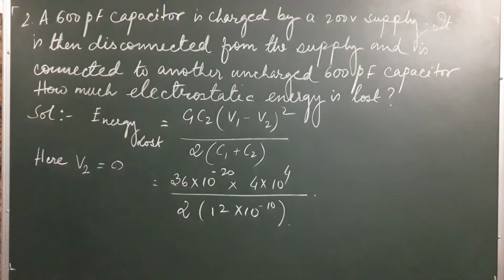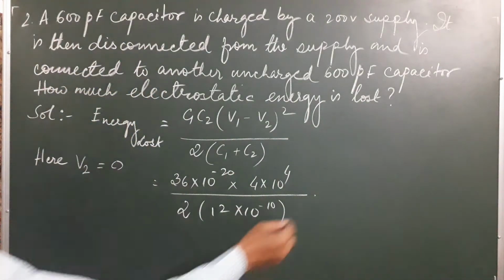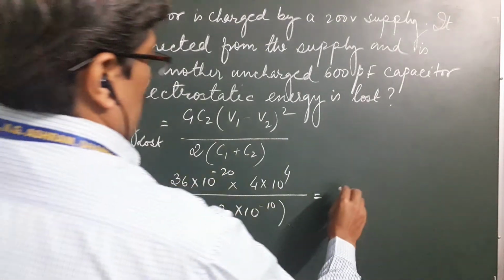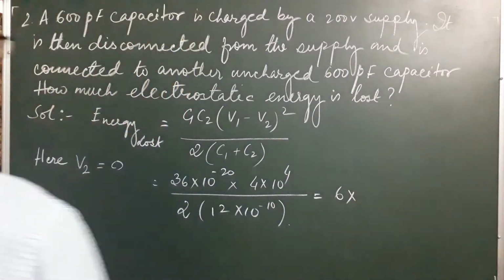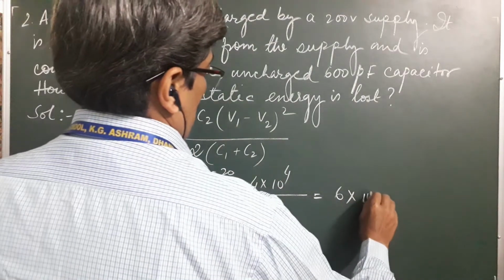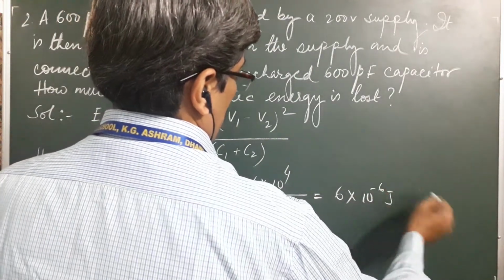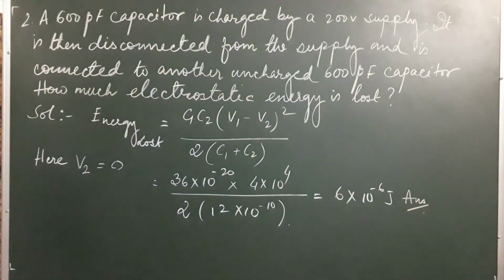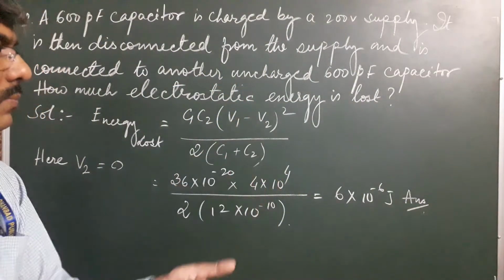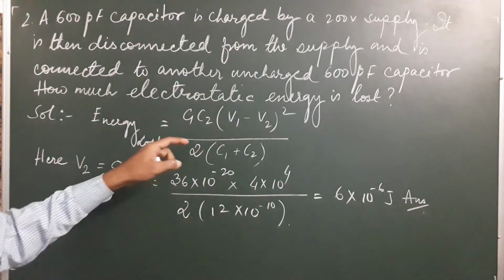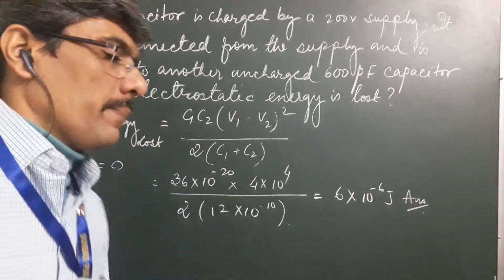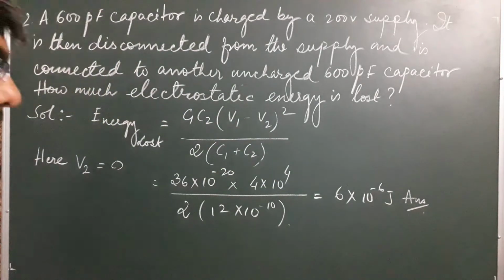You can solve this out. This is the result of this. It's a very simple calculation. That is 6 × 10^-6 joules. This is how you use this formula. This particular problem is solved to show how you use this formula. Fine, have a look at it.